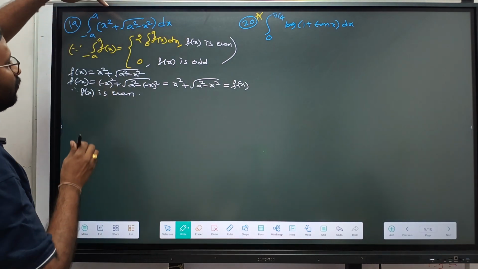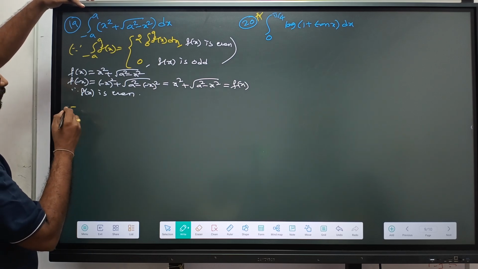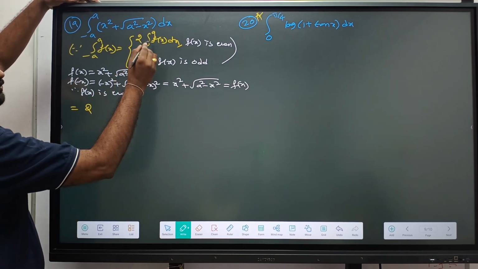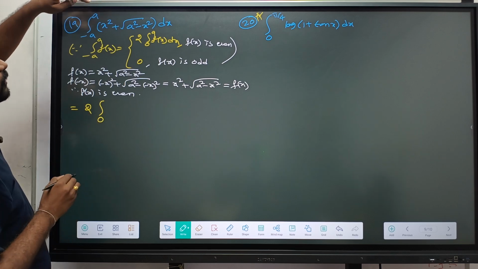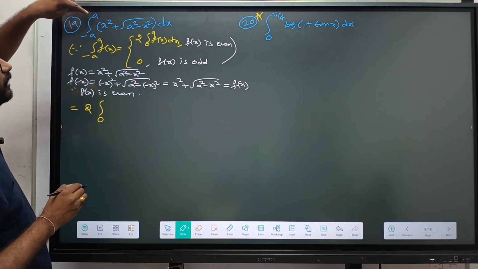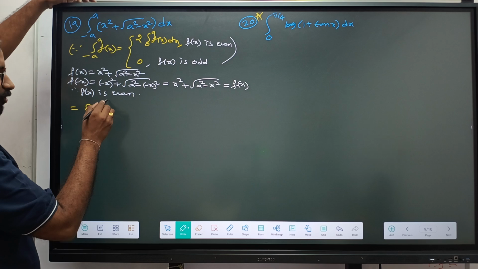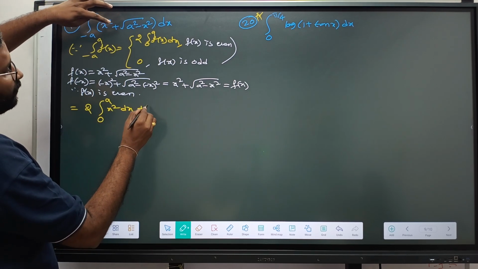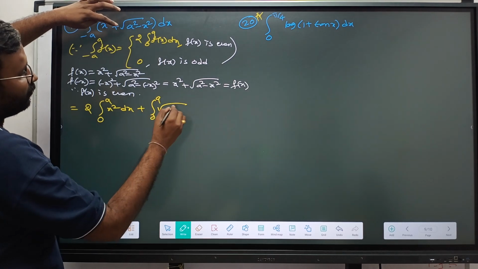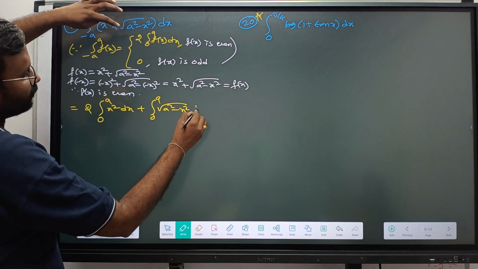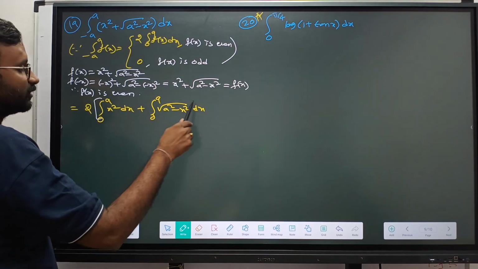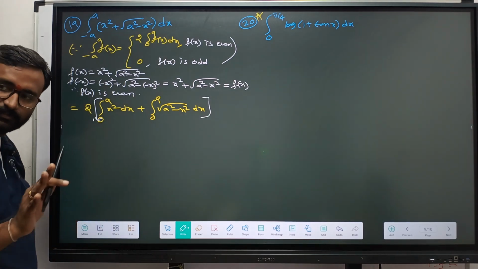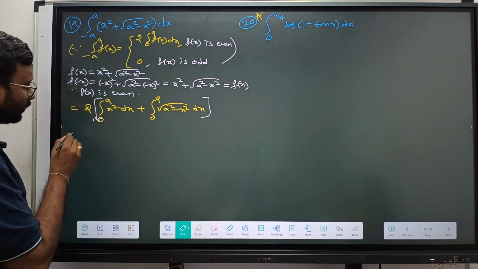Even means you will get this property. So it is equal to 2 times integral 0 to a. Minus a to a is the answer, so a only. Integral 0 to a of x square dx plus integral 0 to a of root over a square minus x square into dx. I wrote the separate parts directly. I apply separate integration.